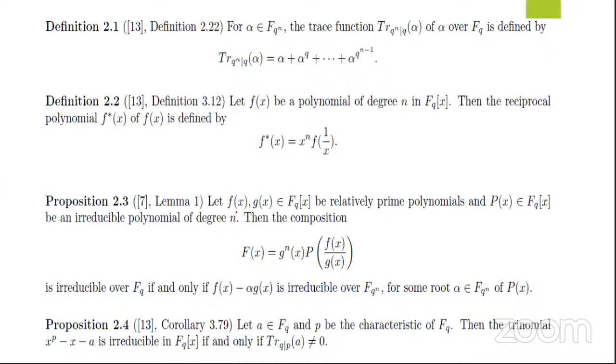If we have two relatively prime polynomials f(x) and g(x), and a polynomial p(x) is an irreducible polynomial of degree n, then the composition g(x)^n p(f(x)/g(x)) is irreducible over Fq if and only if f(x) - alpha g(x) is irreducible over F_(q^n), where alpha is a root of the polynomial p(x).